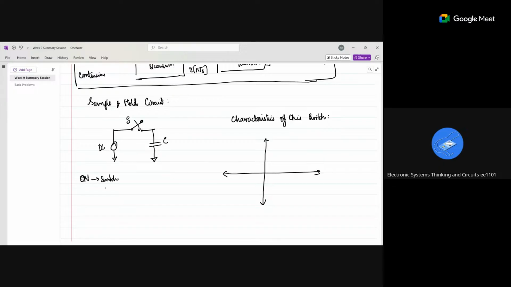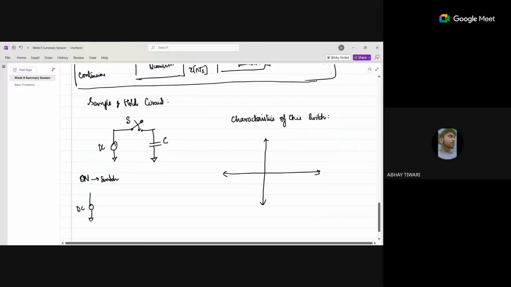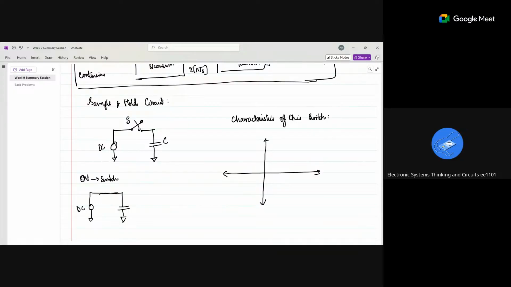What happens if the switch is on? No current will be flowing. If the switch is on, it means it is closed, so all the current will be flowing, right? Yes, ma'am.